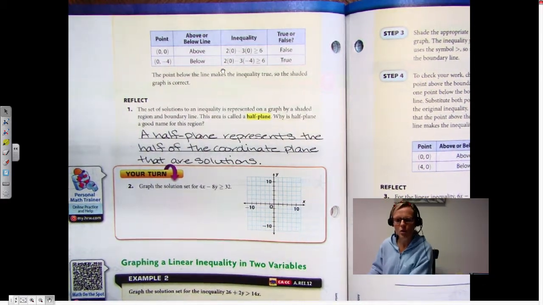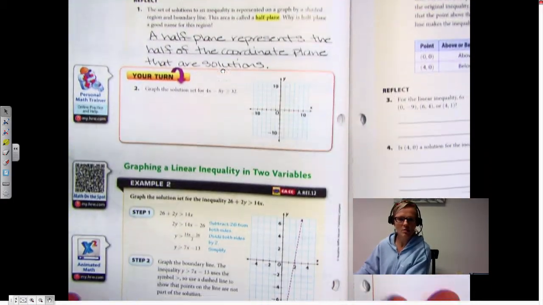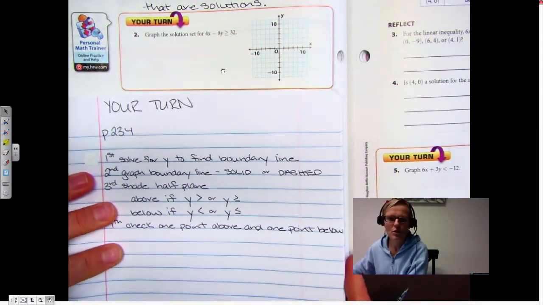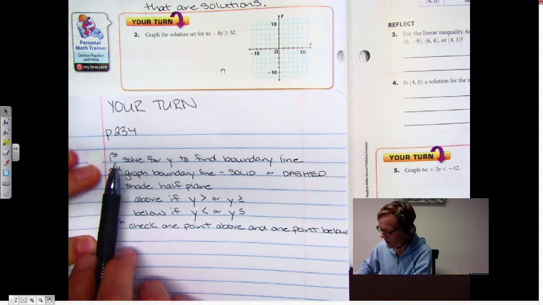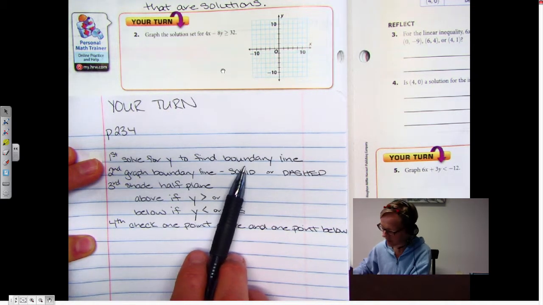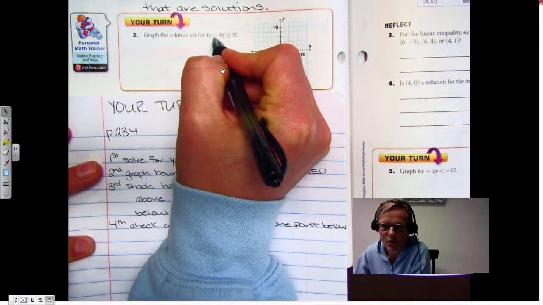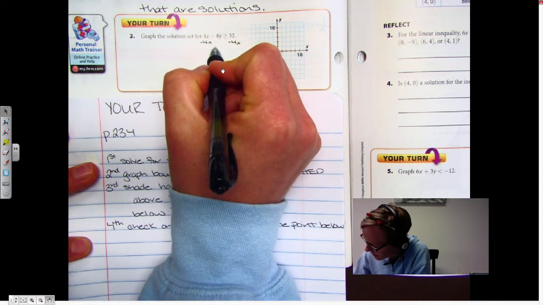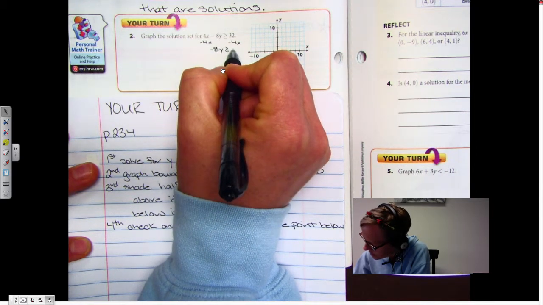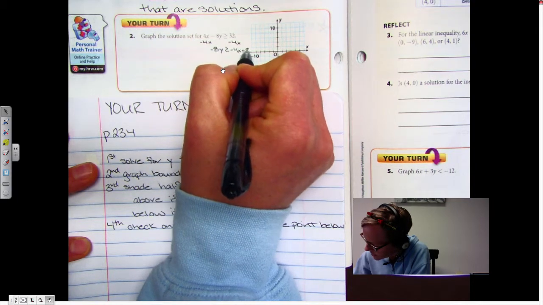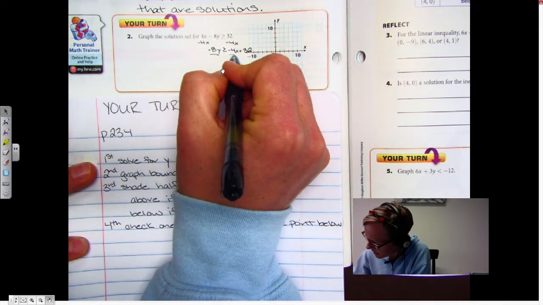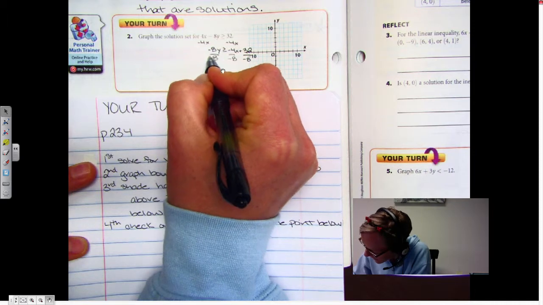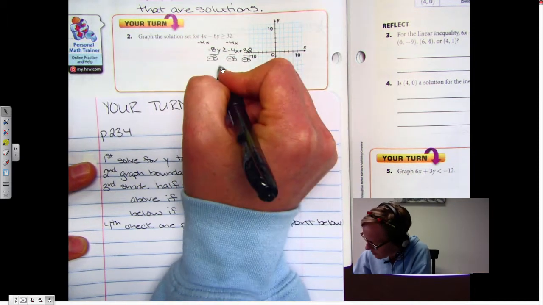All right, so let's do your turn number 2, following our steps. First, we're going to solve for y to find a boundary line. So if we solve for y, subtract 4x from both sides, you're left with negative 8y is greater than or equal to negative 4x plus 32. Going to divide everything by negative 8. Again, we divided through by a negative, so it's going to switch our sign.